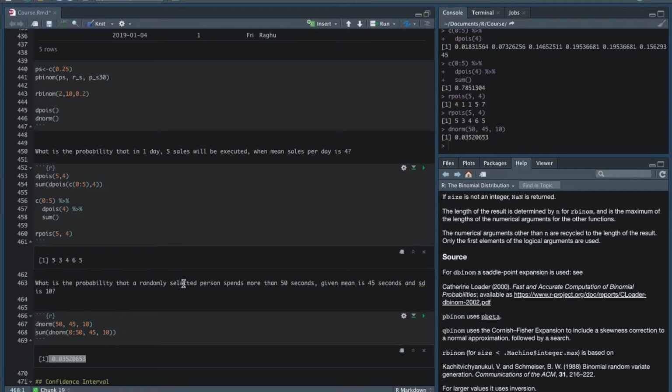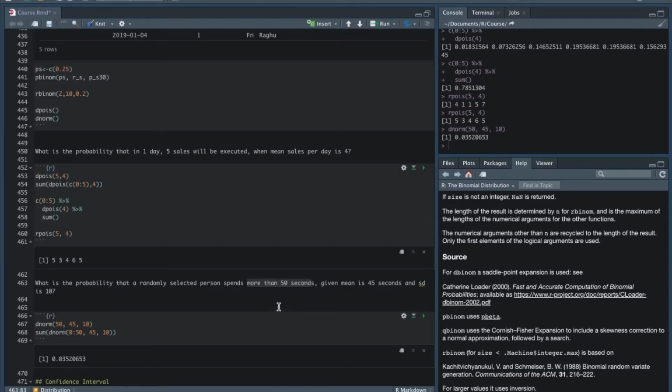Now we want to calculate, let's say, more than 50 seconds. Remember, it is not less than, it is more than. So if we want to calculate the probability of more than 50 seconds, how can we do that? Because if you think about it, more than 50 seconds can be 50 up to infinity. How can we add that up?